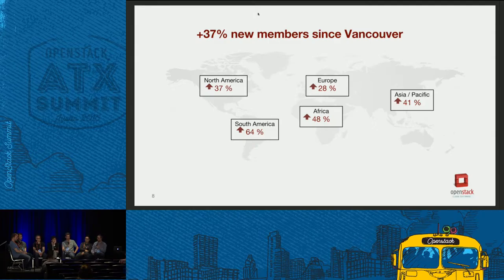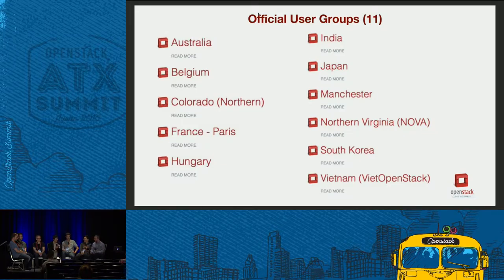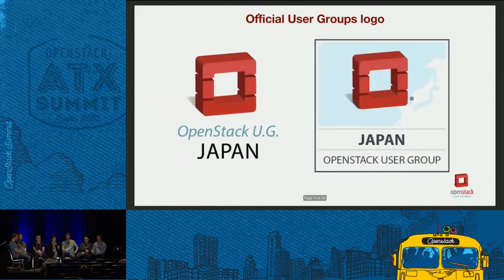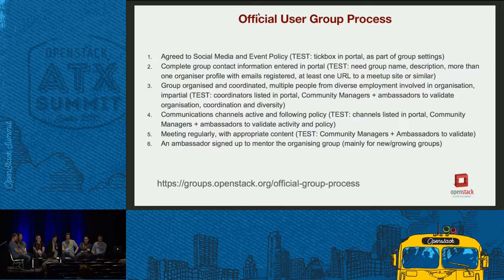Sorry about that. Last summit we announced the official user groups program, and now 11 OpenStack user groups have been permitted as official. If you become an official user group, you can get the official logos for each user group's members, and also get some support from the OpenStack Foundation. It is clearly easier to communicate and help each region's user groups if they are official. If you don't know about the official user group process, please check our webpage, groups.openstack.org.